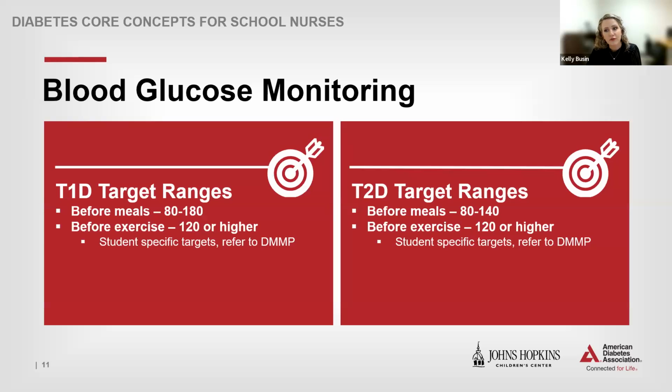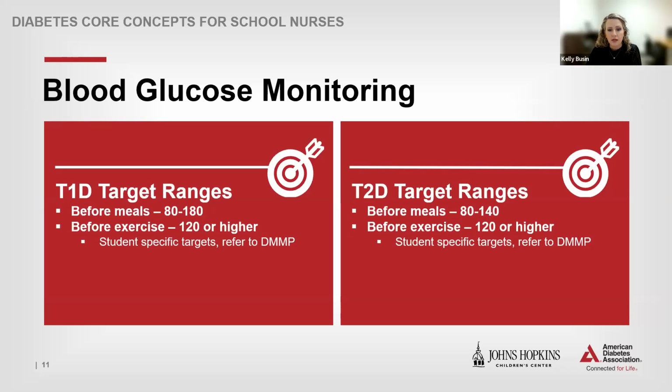Taking blood sugar checks a little further, it's important that you know that blood sugar goals vary depending on which type of diabetes the student has. Since type 1 and type 2 are the most prevalent types of diabetes seen in the school setting, we'll discuss these more in depth. So type 1, it's generally recommended that before meals and in between meals, a student's blood sugar should ideally be between 80 and 180 at least 70% of the time.